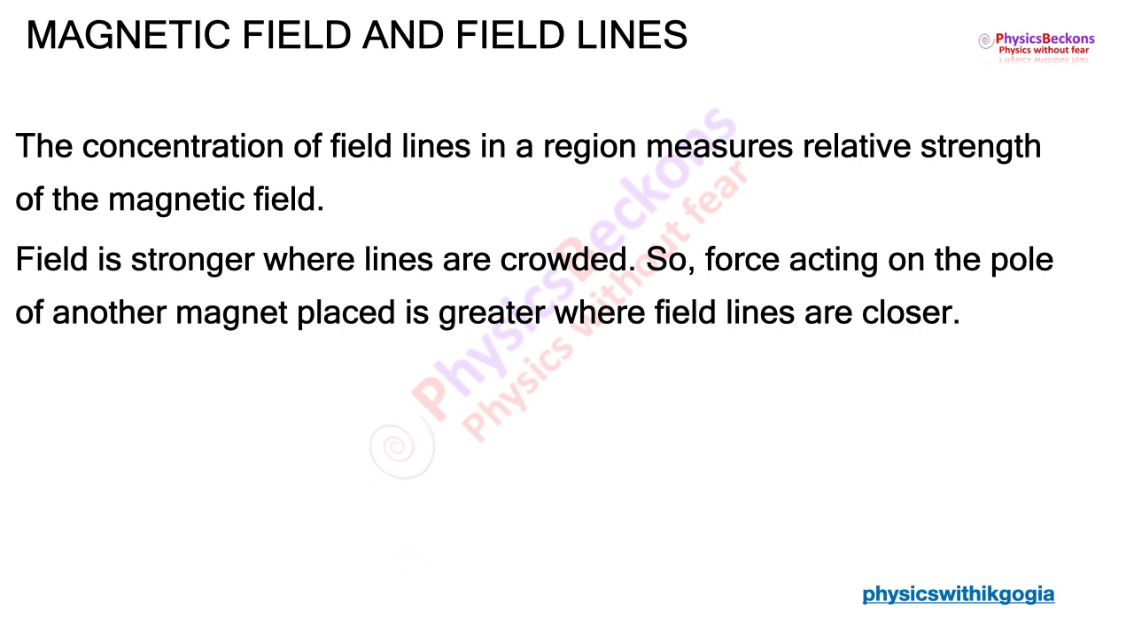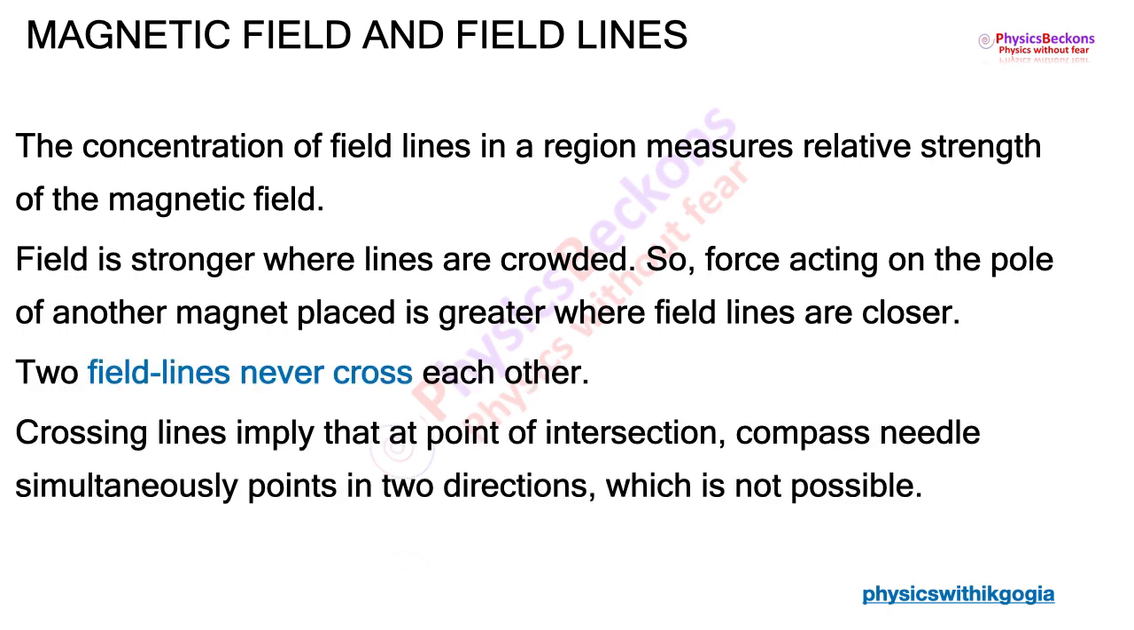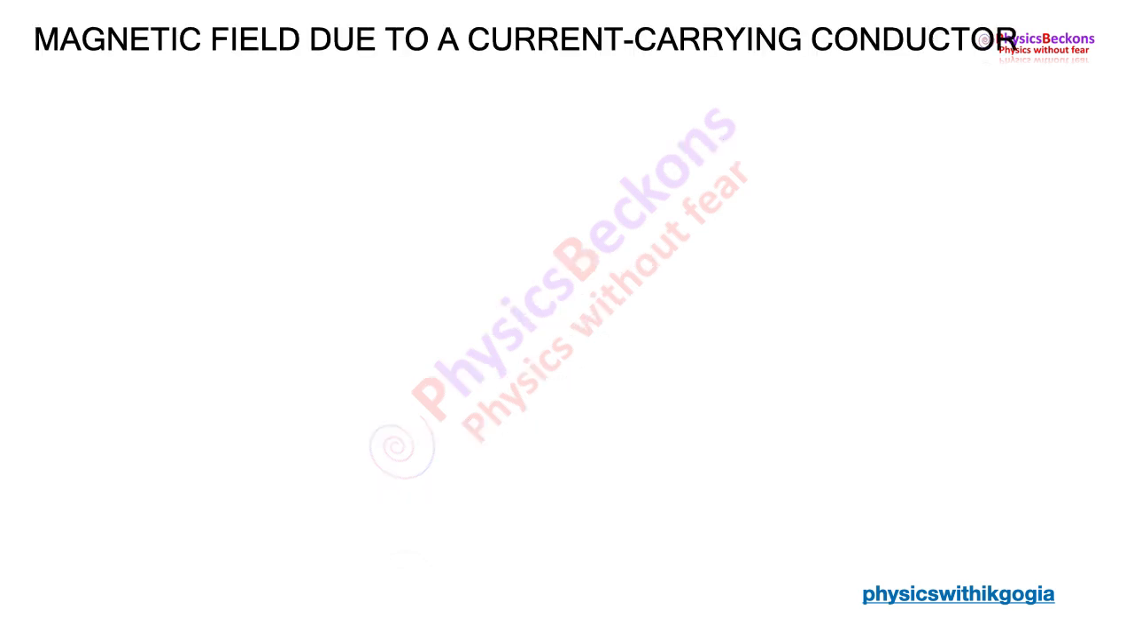The field lines never cross each other, they do not intersect, because if the field lines intersect, at the point of intersection, the compass needle should simultaneously point in two directions, which is not possible. At a point, a compass can point only in one particular direction, that is, in the direction of the magnetic field. Hence, the magnetic field lines never intersect.